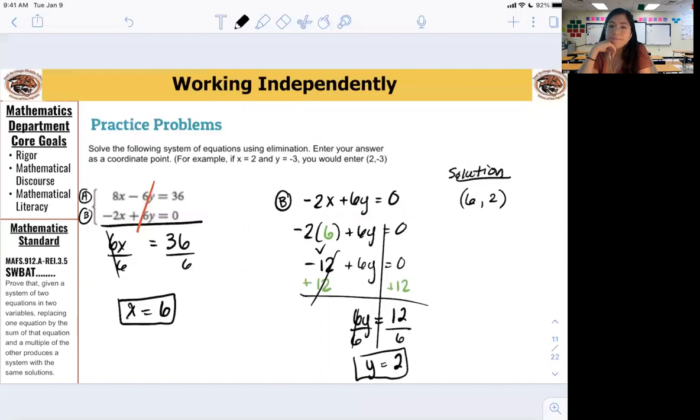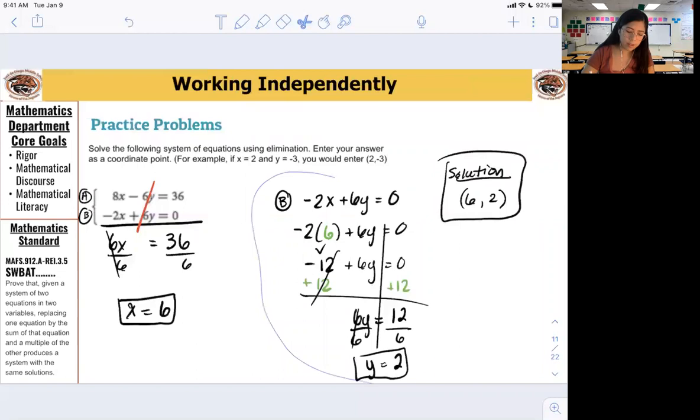Does anyone remember, I think I did this on Thursday. How can I check that I got my answer right? What could I do to check it right now? Oh, we have to plug it in. Yeah, if I plug those numbers back into my equations, they should work.